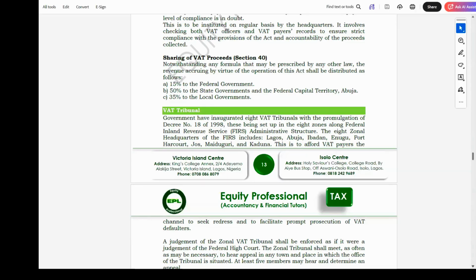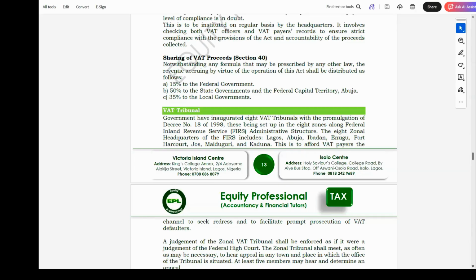Whereby, for example, the tax authority is saying, okay, you are owing 10,000. But the taxpayer is saying, I'm owing only 2,000. And the tax authority does not want to amend that amount to 2,000. So you can decide to appeal to the VAT tribunal, which is like a court. They sit like a court.